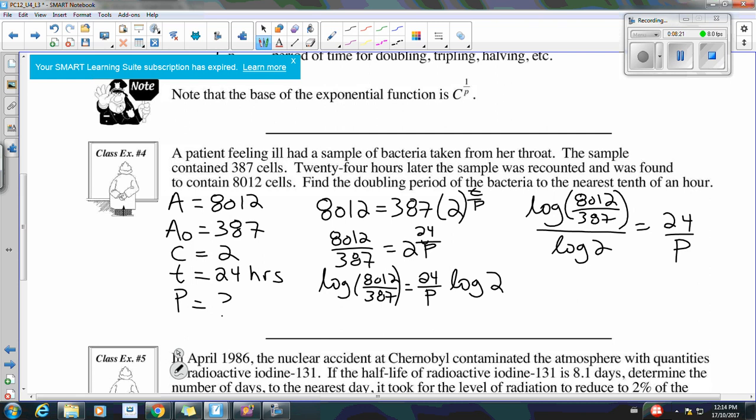Okay, so you could multiply diagonally and divide. However, when you think of it, when you solve for P, you would have 5.5 hours.